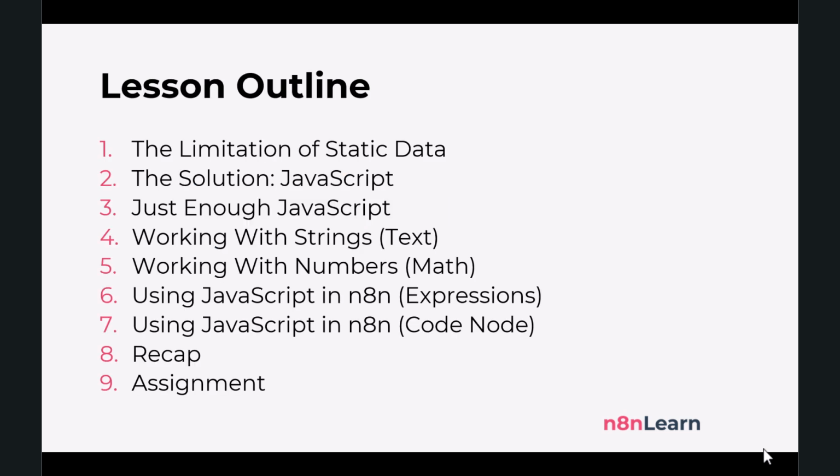Okay, so our lesson outline for today is as follows. We'll first look at the limitations of static data, and then look at JavaScript as a solution. And then we'll teach you just enough JavaScript to get up and running and using it in n8n. So for example, working with strings and working with numbers. We'll then take a look at how we actually use JavaScript in n8n, so expressions and the code node. Then we'll do a quick recap, and of course, we'll give you your assignment for this lesson. If that sounds good, let's get started.